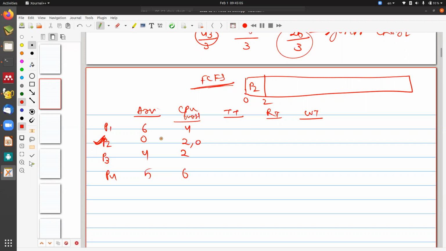When did it arrive? When is the next process arriving? At 6, at 4, at 5. Next process arrives at 4. So from 2 to 4 there is no work. Am I correct or not? Is it okay? Yes. From 2 to 4 nobody is executing, meaning the CPU is completely idle. Now tell me what is next?